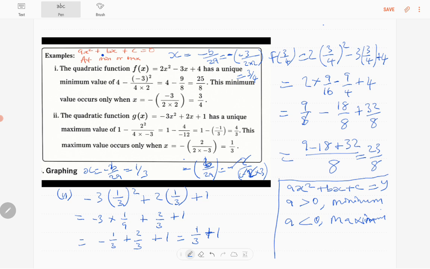So to clarify, at a minimum or maximum, the value of s will be minus b over 2a. It doesn't matter whether it's minimum or maximum. But if you want to spot which one is minimum or maximum, it is minimum when a is greater than 0 and maximum when a is less than 0.